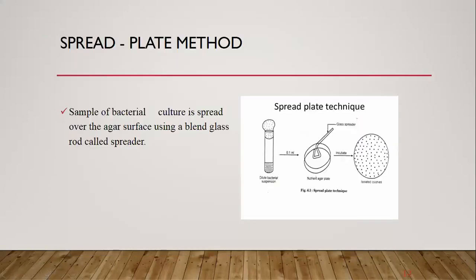Next is the spread plate method. A sample of the bacterial culture is spread over the agar surface using a bent glass rod-like structure. Here you can see this bent glass rod-like structure. There are different types of these spreaders available in the market, but in our laboratory we use this glass spreader.